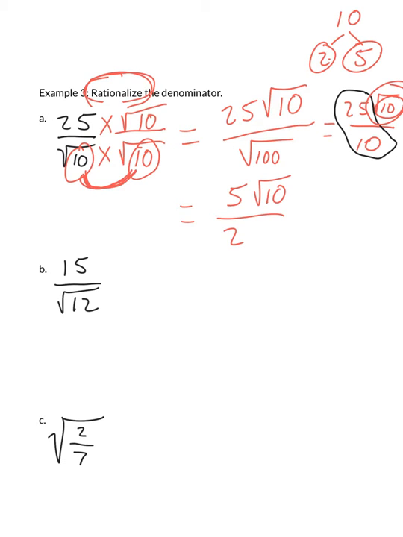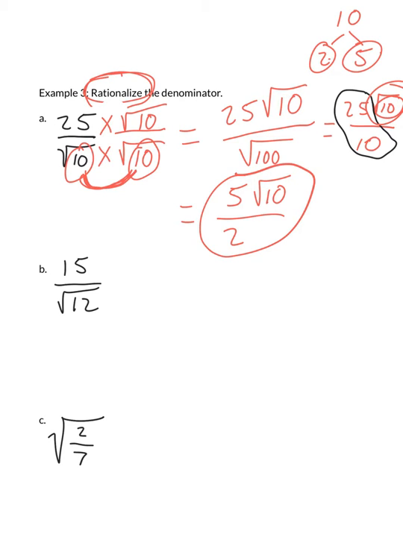So there we go. Our final answer for A is 5 times the square root of 10 divided by 2. It is rationalized because the square root symbol, we got rid of it from the bottom of the fraction, and it ended up on the top of the fraction by the end of the question.